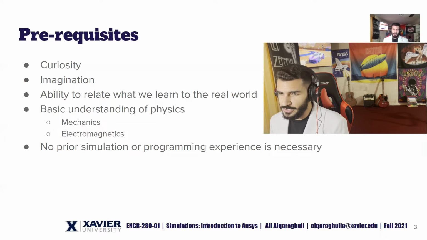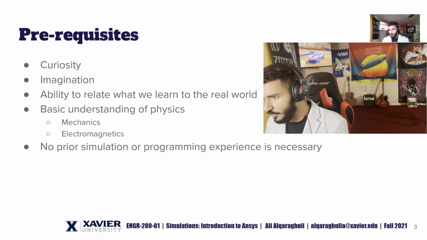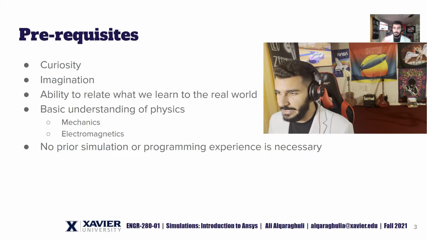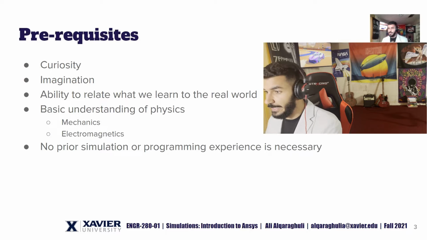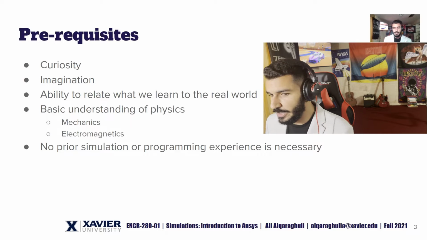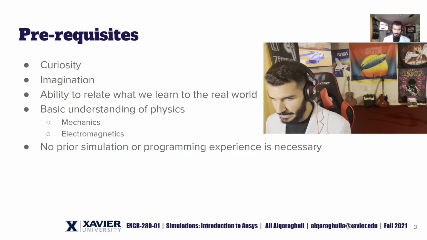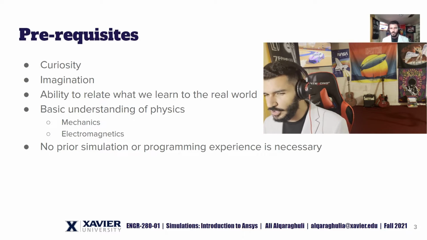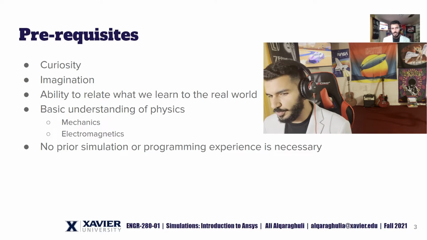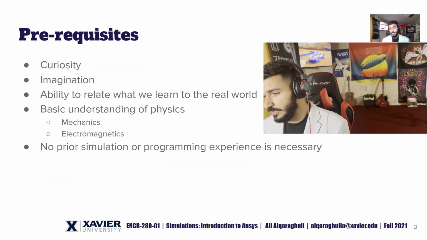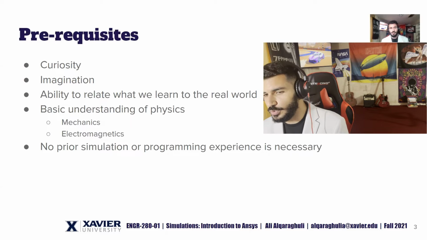So the prerequisites to taking this course are just mere curiosity, imagination, just being able to visualize things and apply them in software, and the ability to take what we're doing here and apply it to the real world, and likewise the ability to look at the real world and get inspiration and think of things that you can simulate here, and a basic understanding of physics, mechanics, electromagnetics, very simple stuff. We're going to actually go through this stuff very briefly, and again, there's no prior simulation or programming knowledge necessary. We're going to do everything from scratch, which is very nice if you're someone new to this kind of stuff.